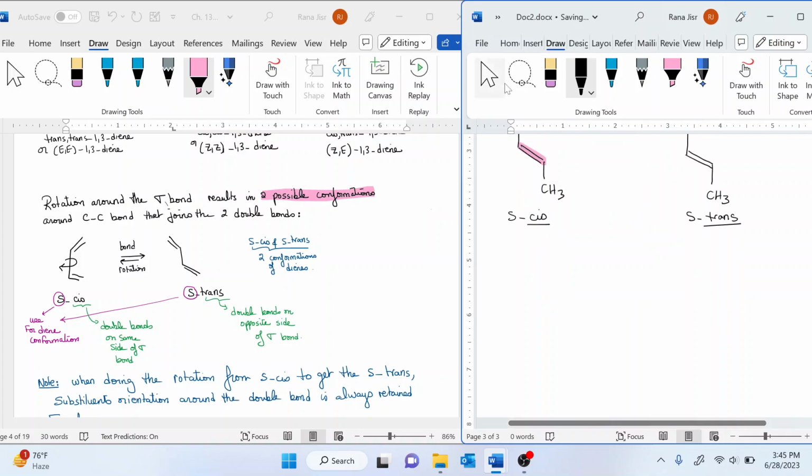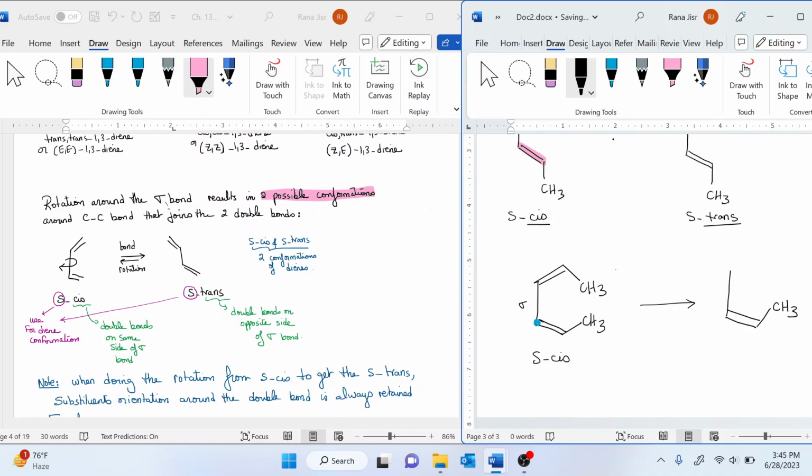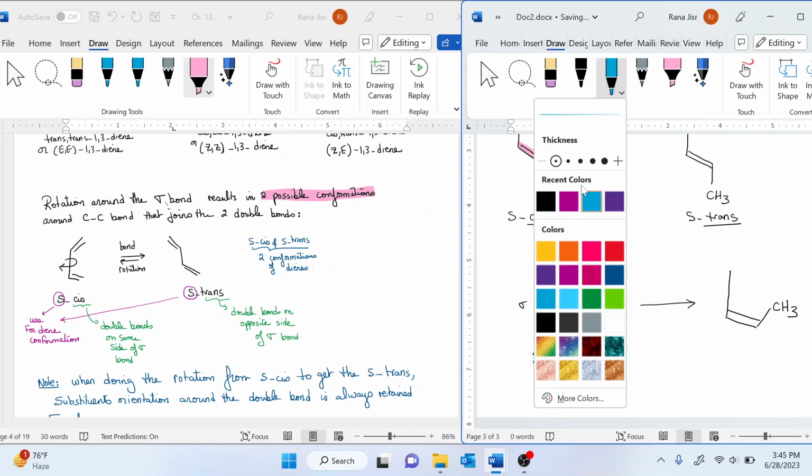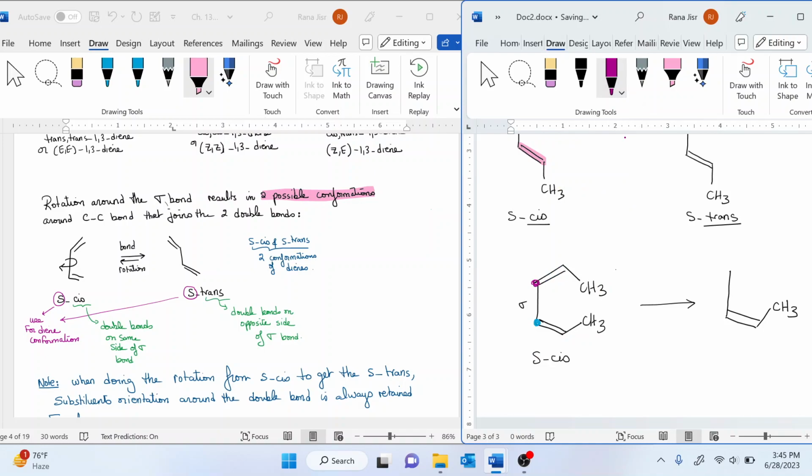Let's have another example. If I have still a CH3, let's say, for example, a CH3 over here, and a CH3 over here, and that is an s-cis conformation, and I want to do a rotation around the sigma bond and make an s-trans. So now I'm going to fix this carbon over here, so fix it. That is going to have the same orientation of its substituents. And then go ahead and rotate the carbon at the top. So this carbon here, I am rotating.